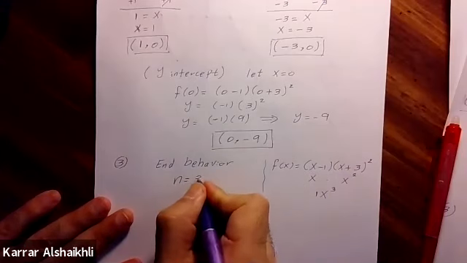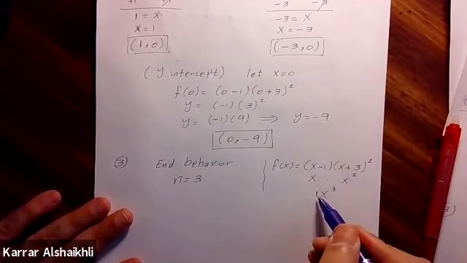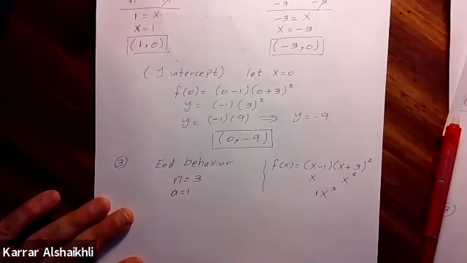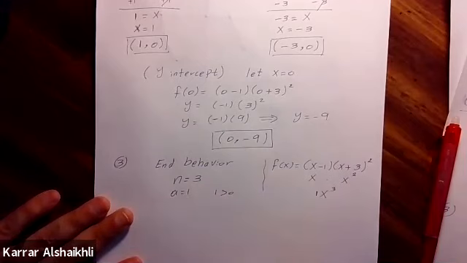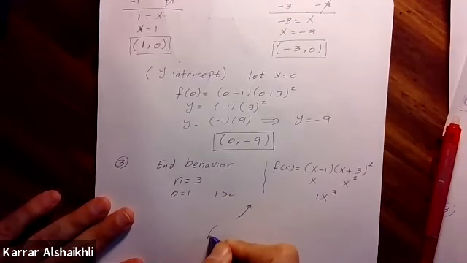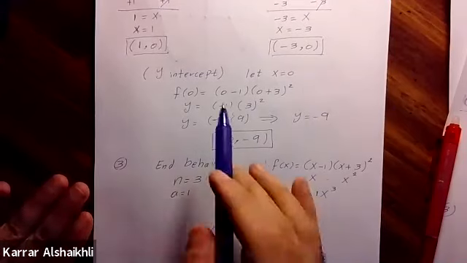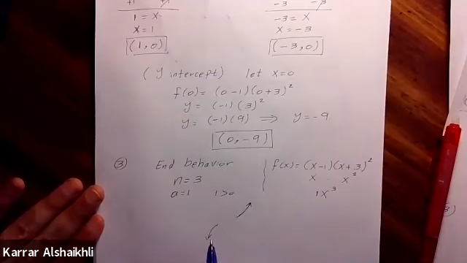That means the coefficient a here is 1. So n equals 3, which is odd, and the coefficient a equals 1, which is positive. 1 is greater than 0. That means positive. So the end behavior for this polynomial function: this side goes up and this side goes down. We're done. We have 3 points, 2 x-intercepts, 1 y-intercept, and I already know the end behavior.